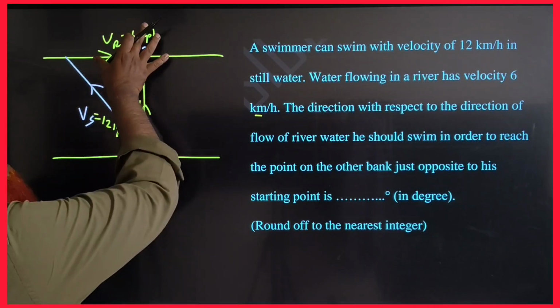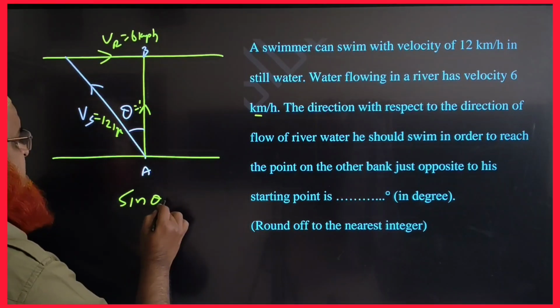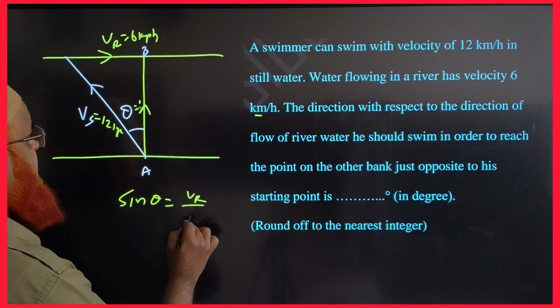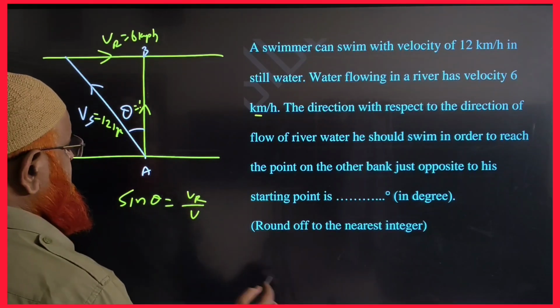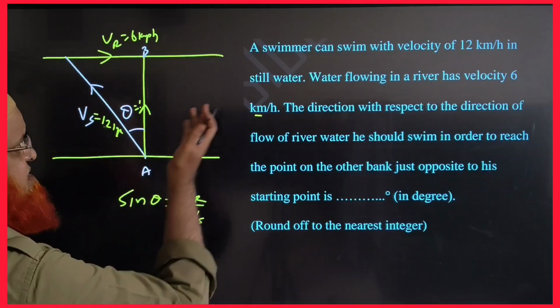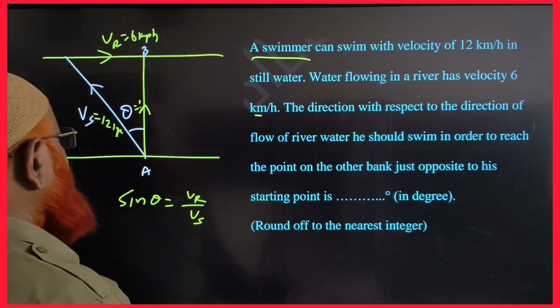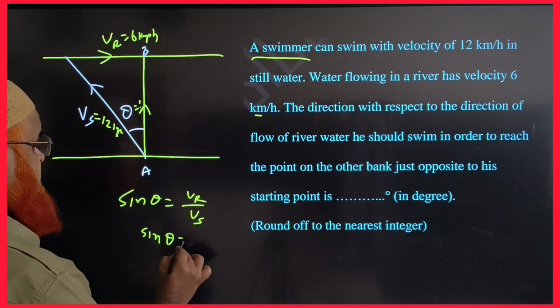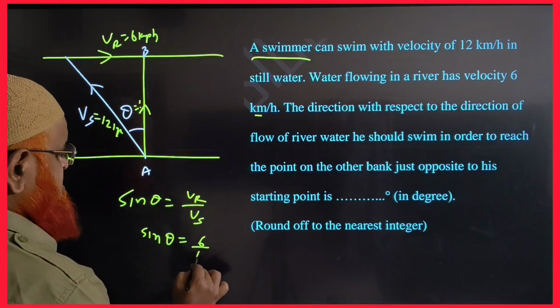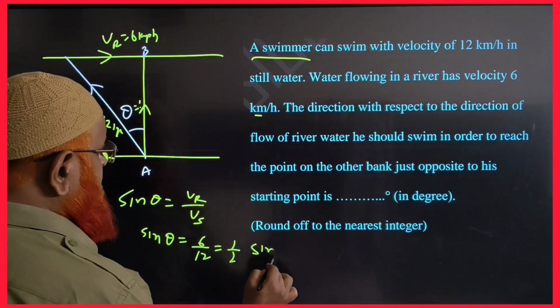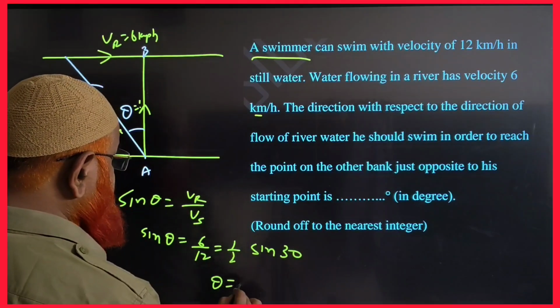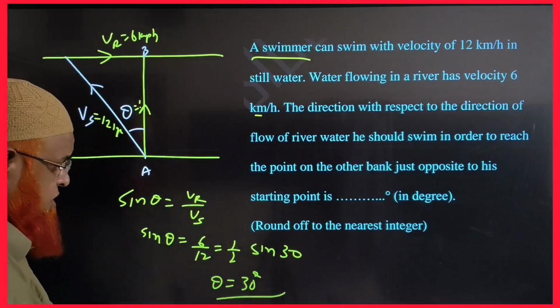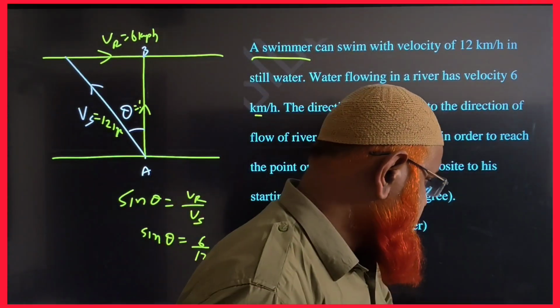Simple है. Opposite side हमको मालूम है, hypotenuse हमको मालूम है. Sin theta is nothing but VR by VB, VR by VS. Velocity of a boat or a velocity of a swimmer. Here he is talking about a swimmer. We'll take a swimmer. If he is talking about a boat, we take a boat. यहाँ पर sin theta is equal to VR by VB. इसका मतलब 6/12, which is nothing but 1/2. और 1/2 किसका है? sin 30 का वैल्यू है. Theta is nothing but 30 degrees.